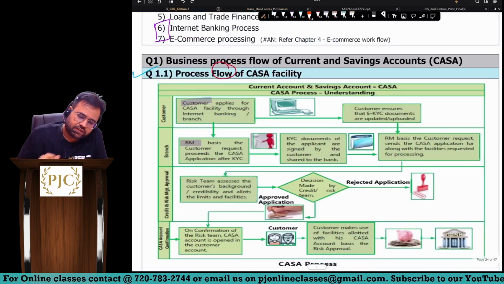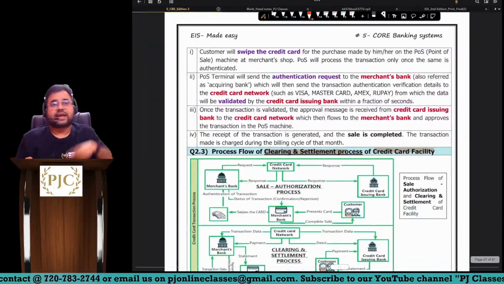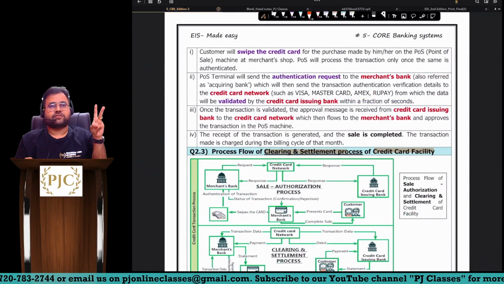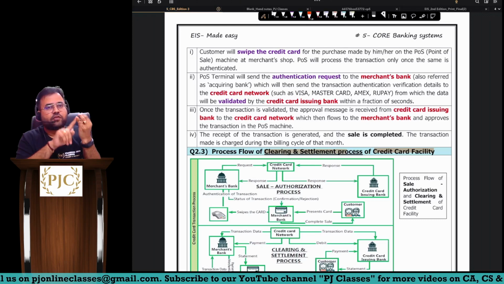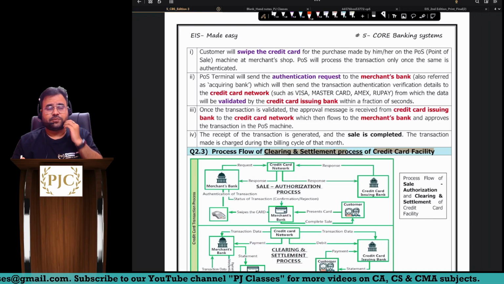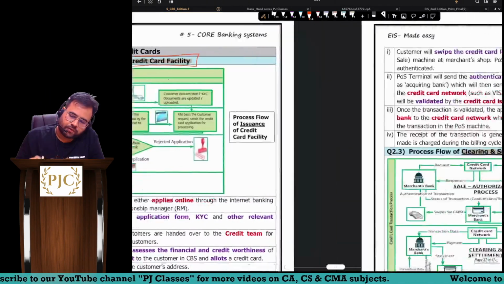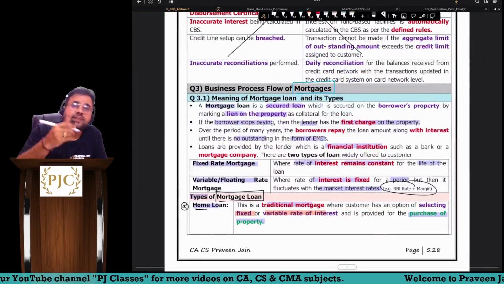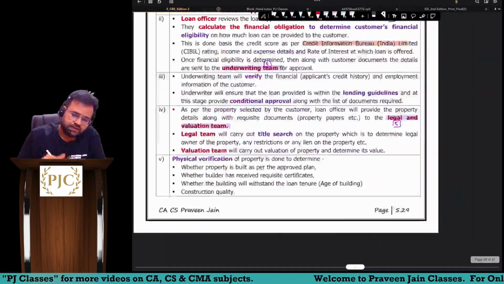Sir, now we have to understand the mortgage process. Again, sir, credit card process we have seen, CASA process we have seen. In these two processes, how many people are involved? Three people are involved. One was your customer, one was your relationship manager, one was your credit and risk management team. Now we are discussing the third process. What is the third process, sir? We are talking about mortgage. Sir, in mortgage, how many people are involved? Six people are involved, sir. Who are those six people? Let us see those six people, sir.